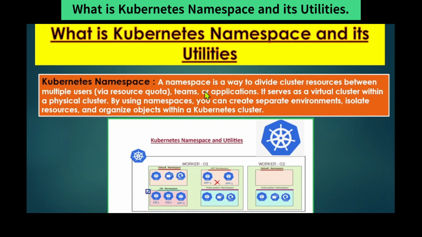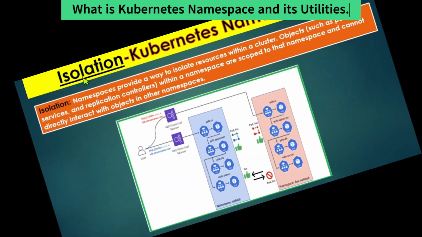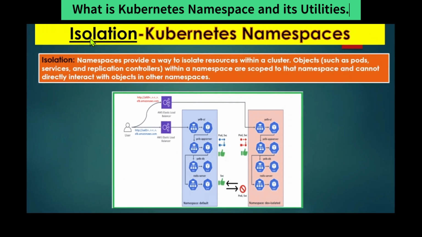In Kubernetes, a namespace is a way to divide cluster resources between multiple users via resource quota, teams, or applications. It serves as a virtual cluster within a physical cluster. By using namespaces, you can create separate environments, isolate resources, and organize objects within a Kubernetes cluster. Here are some key aspects and utilities of Kubernetes namespaces.